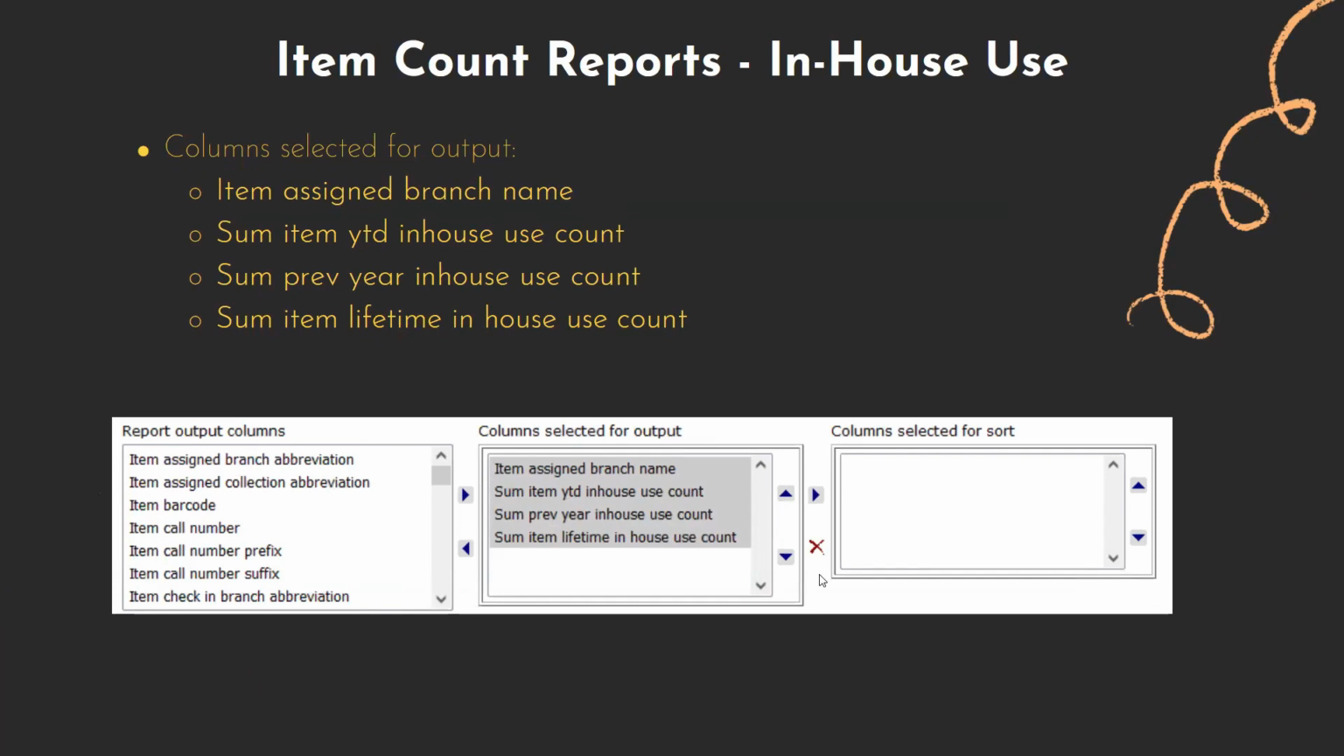So we're going to do the in-house count report. This one looks different and a little more detailed, but we're going to go to that report column, output columns, and we're going to click on item assigned branch name. And then you're going to use that little arrow in the middle there to bump it over to the next. Then you're going to scroll all the way to the bottom, it's alphabetical, looking for item YTD, which is year to date. So January 1st of this year to date, in-house use counts, previous year in-house counts.